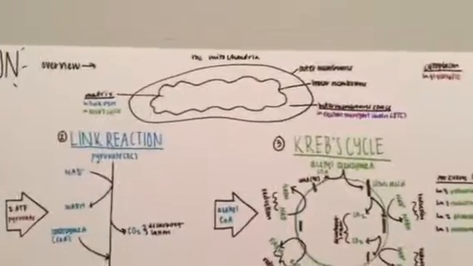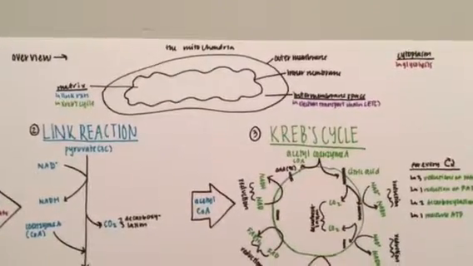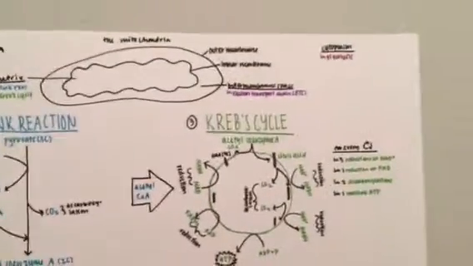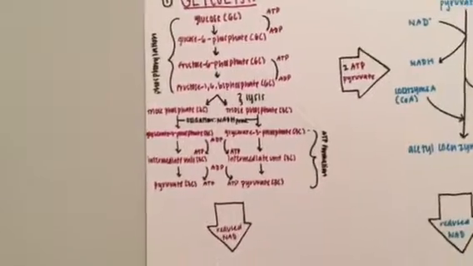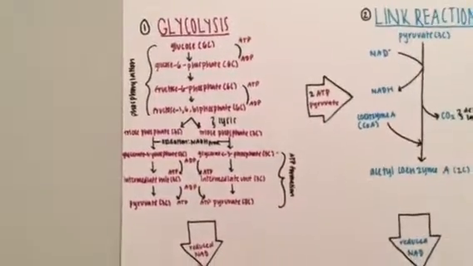So here quickly is an overview of cell respiration, which just shows the mitochondria and the location where each process occurs. So to start out, in the cytoplasm, glycolysis occurs. Glycolysis is a metabolic pathway that converts sugar into pyruvate.